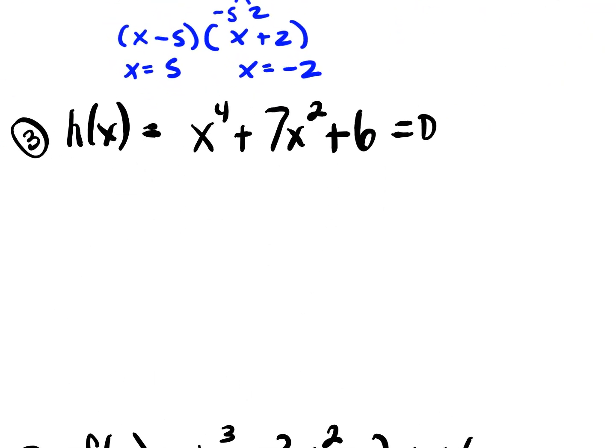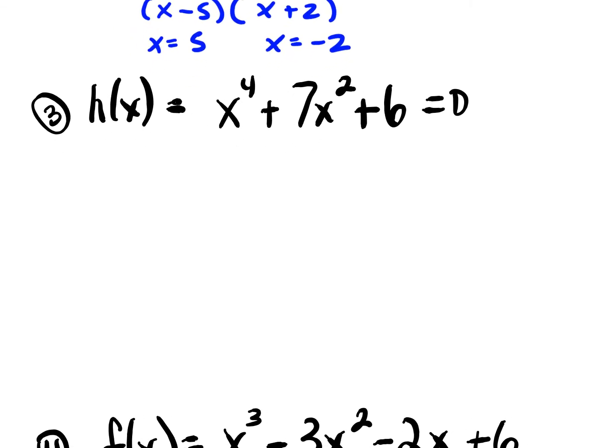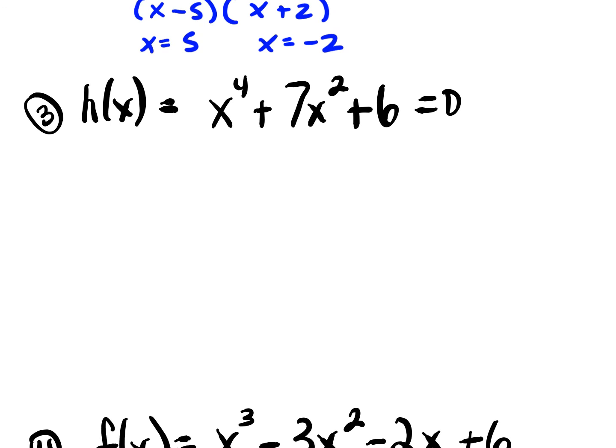Number 3. How can I factor? P over Q. Anything else? You could multiply the x squared and the 6, and that would give you 6. So do I have 2 factors of 6 that add to 7? 1 and 6.